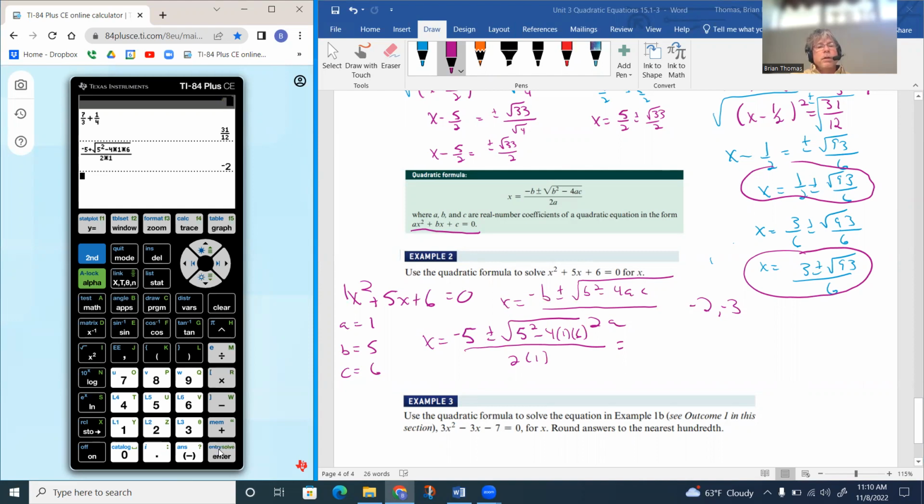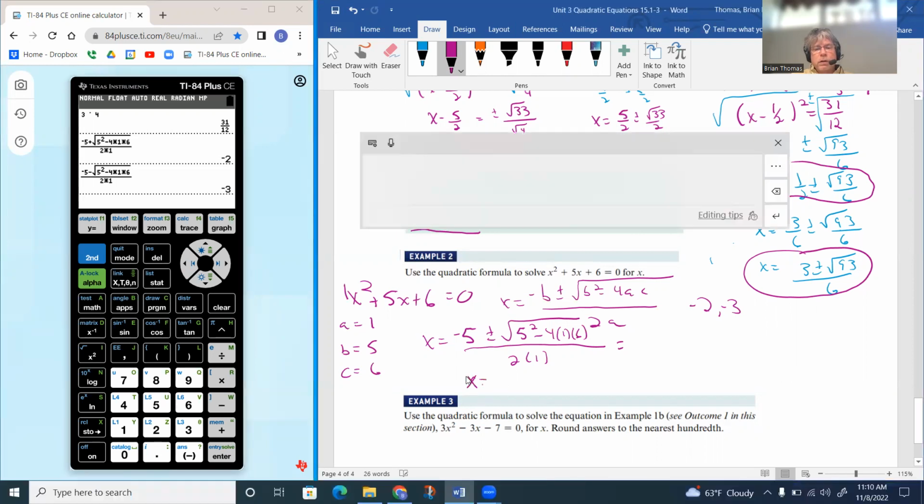Hit enter. Notice how that gave me -2. Now, if I go up here and highlight this, like so, and hit enter, that'll bring it back down. If I go back through there and change my plus sign to a minus sign, so if I just highlight, get right over top of it, hit the minus sign, it should just type right over it. Hit enter again, and that'll give me the -3. So the quadratic formula would also give me those two solutions, x equals -2 and -3, by using the calculator.